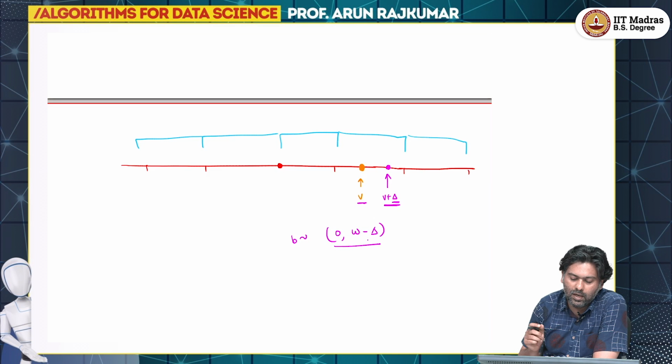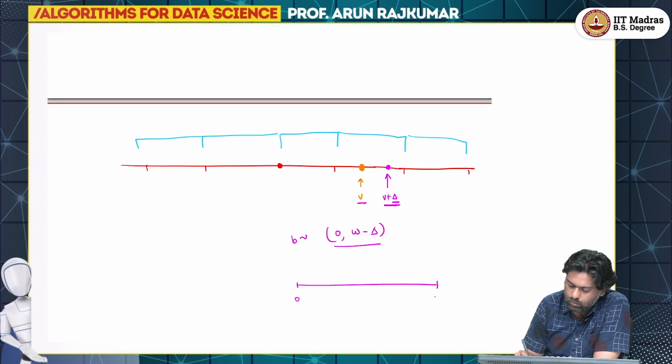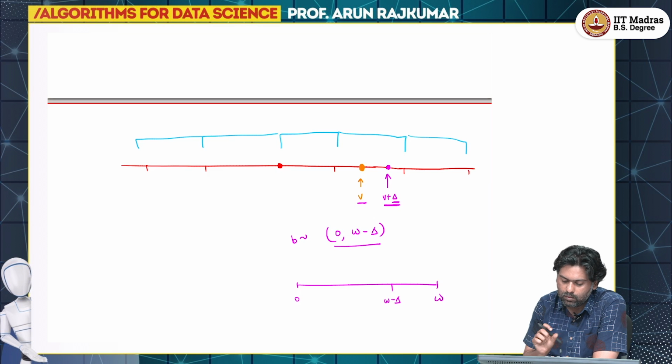So what is the chance that a uniform random variable between 0 and W takes a value between 0 and W minus delta? Well, you have 0 and W as the complete width, but then you want it to be between 0 and W minus delta. So what would that chance be? Well, it is uniform, right.